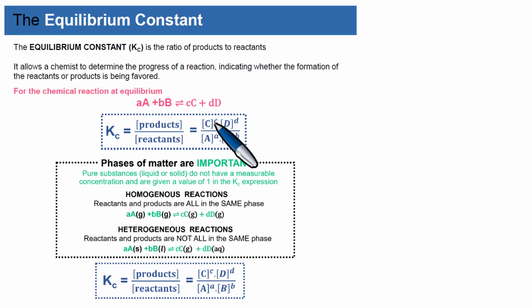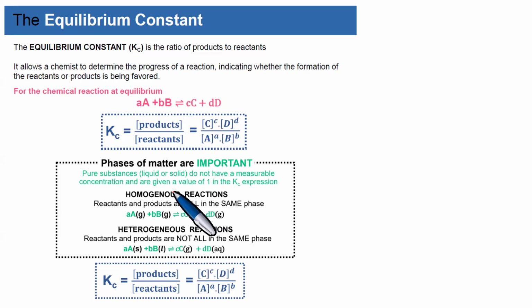So you'd have that the concentration of C to the power lowercase c, the concentration of D to the power of the coefficient d, which occurs when the chemical equation is balanced, divided by the concentration of the reactants. The reactants are the concentration of A to the power a times the concentration of B to the power b. There are phases of matter. Phases of matter are important.